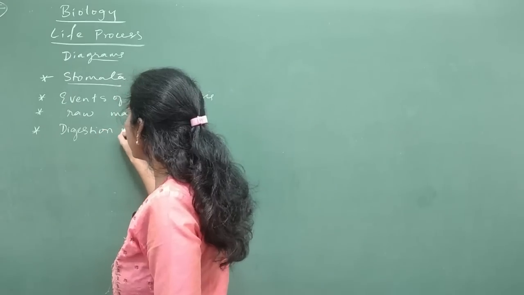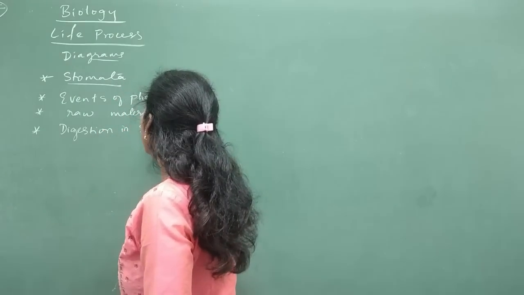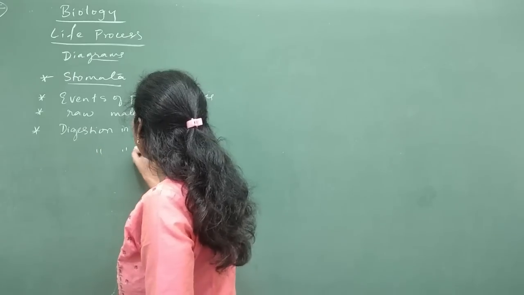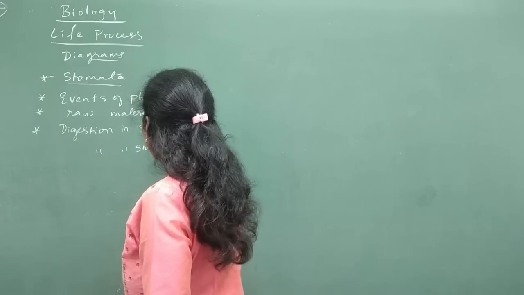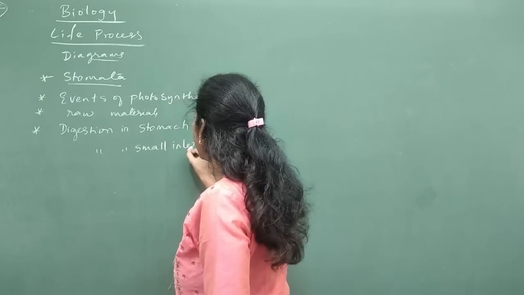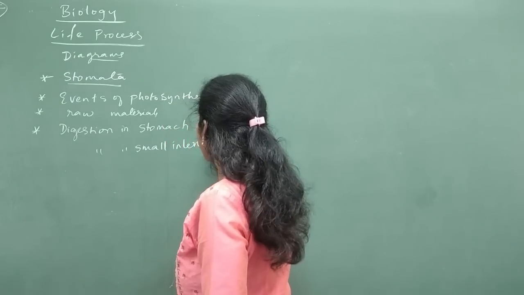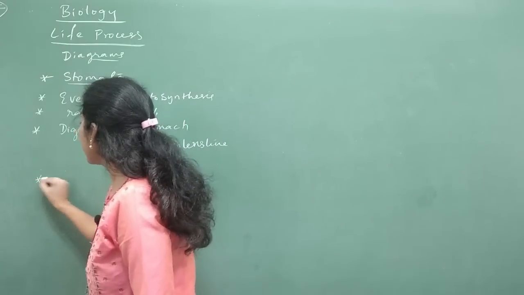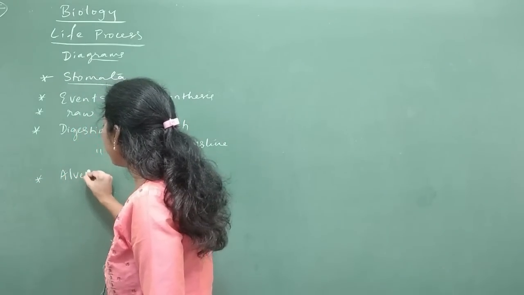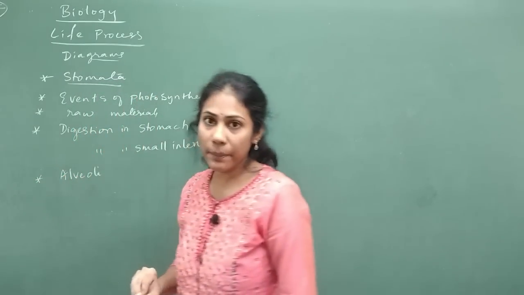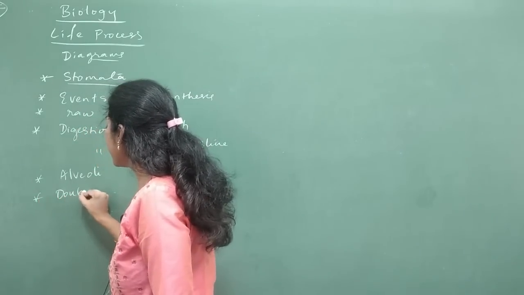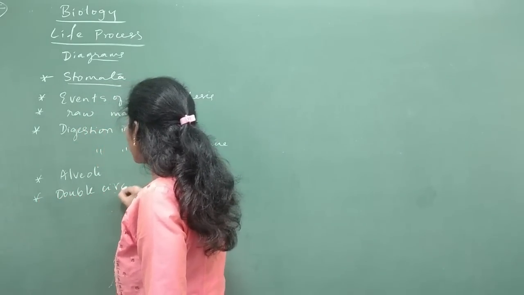Okay, so digestion in the stomach. Explain how digestion in the stomach takes place, and how digestion in the small intestine takes place. All these things they will ask you, right? Fine. And then coming to respiration, the importance of alveoli, don't forget to remember. Okay, and then double circulation, what is the importance of double circulation, they may ask you.